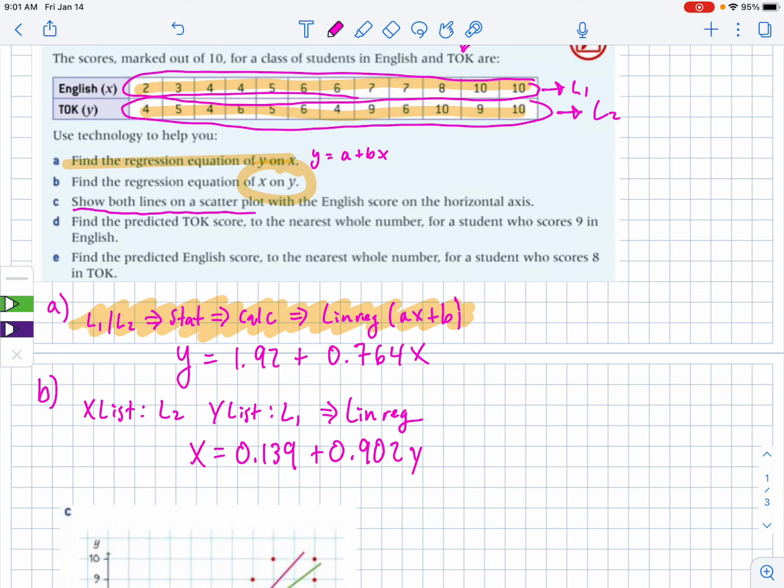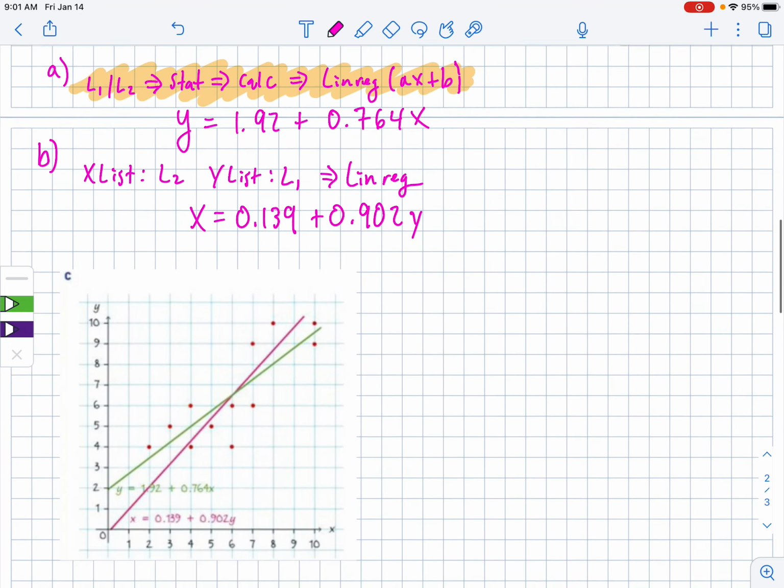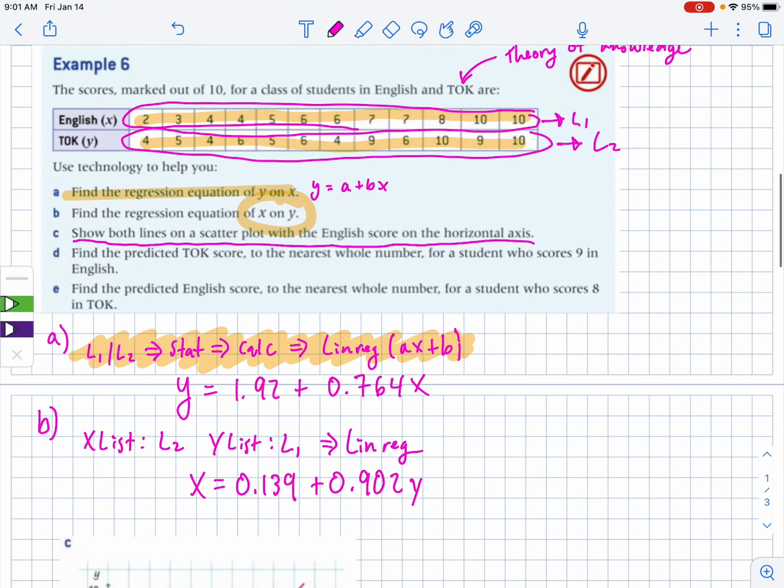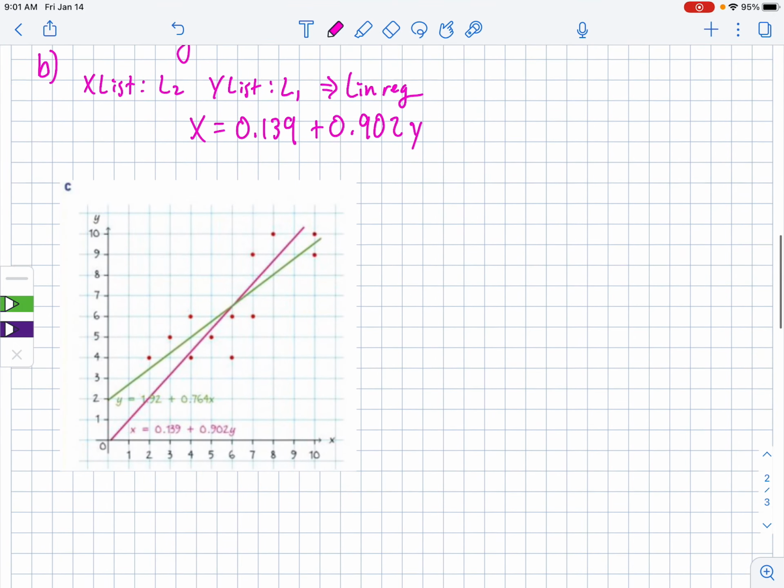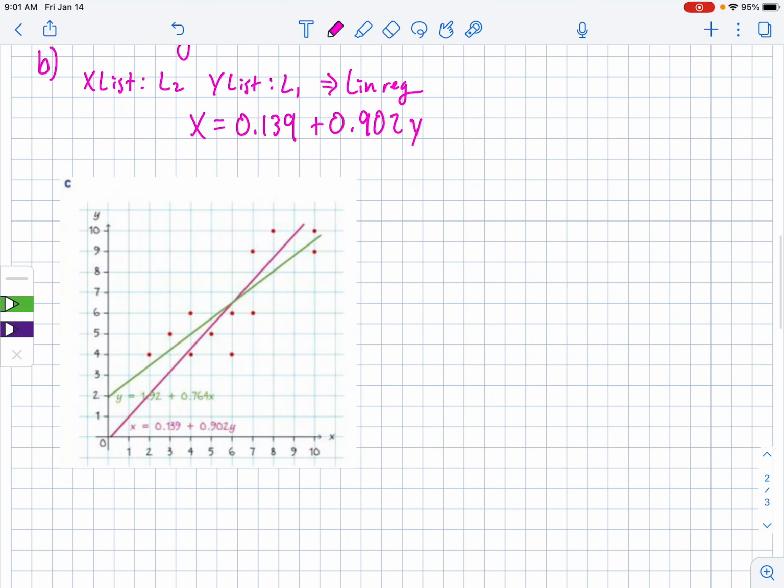Part C. Show both lines on a scatter plot with an English score on the horizontal axis. So, English scores were the x's, the horizontal axis. That means we just need to make a regular graph of this. The way you can come up with this graph is to get data in L1 and L2.